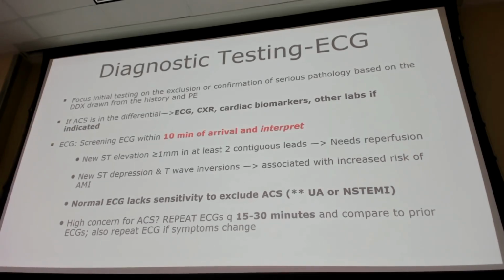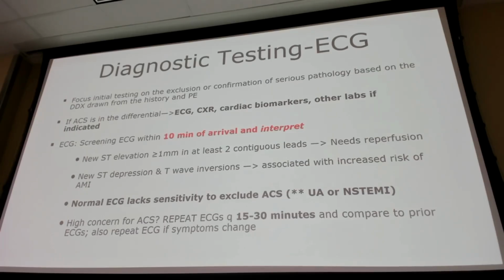All right, so the first thing we need to do is get that EKG within 10 minutes. If we have an acute coronary syndrome differential, we get a chest x-ray, our cardiac biomarkers, coag, CBC, CMP, and then when we interpret it, if we have 1 millimeter in at least 2 contiguous leads, then we need to activate the cath lab and call a STEMI. If we see ST depression, we'll talk about how we manage that as well, and what those risk factors are for whether they're going to need a cath or not.